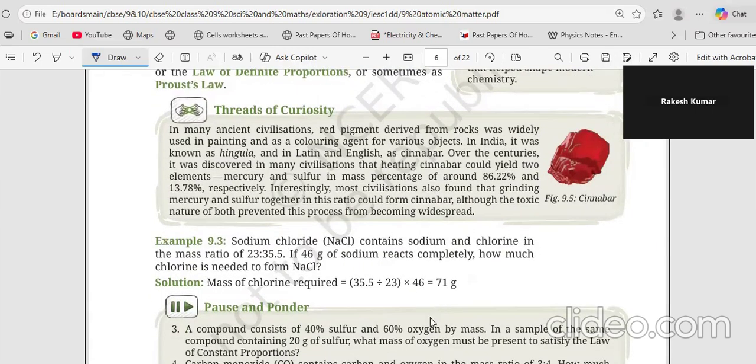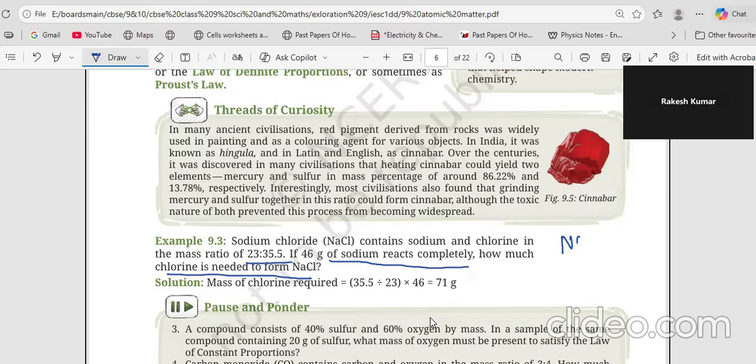So he's saying that if 46 reacts completely, how much chlorine is needed to form this? He gives you the mass ratio. Now, why this mass ratio?